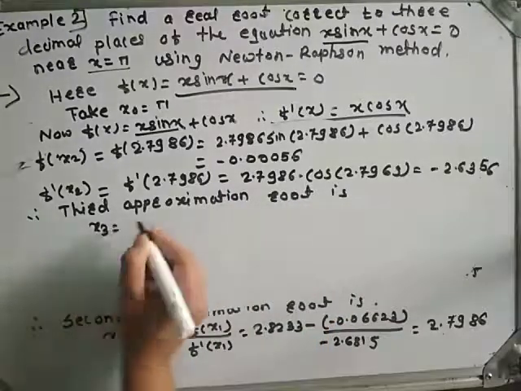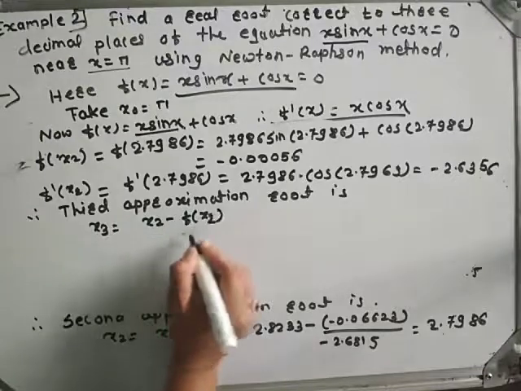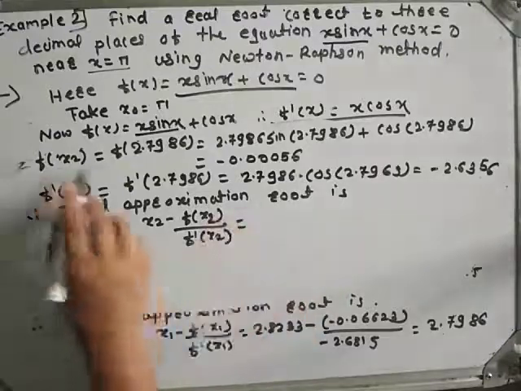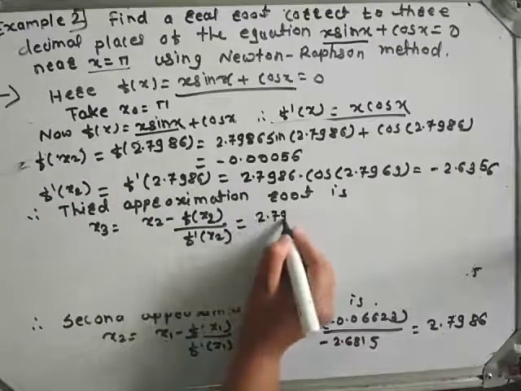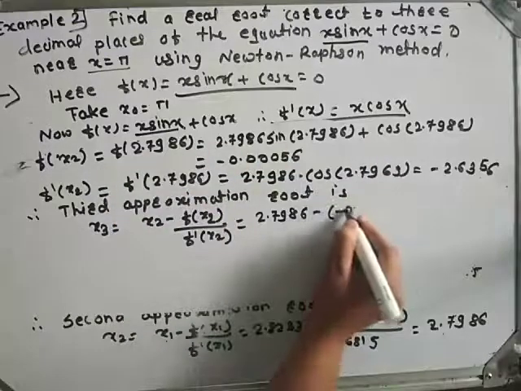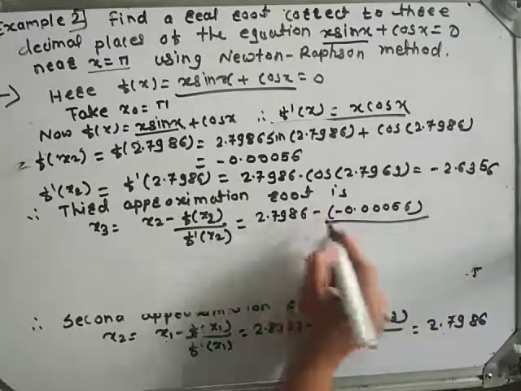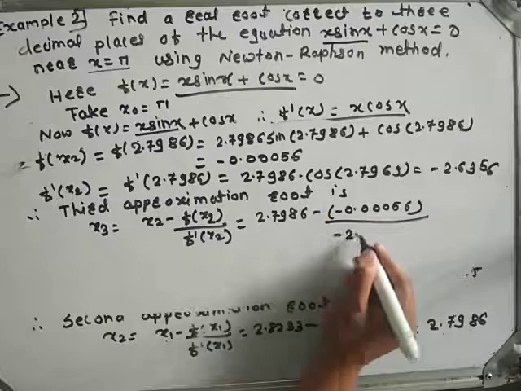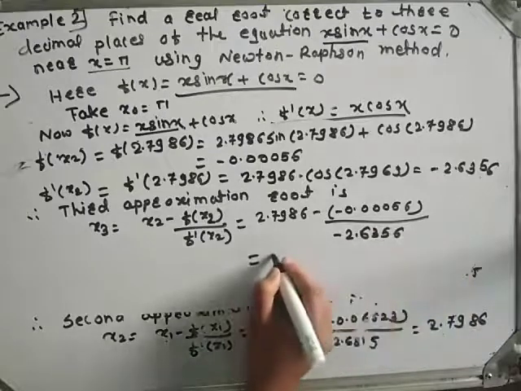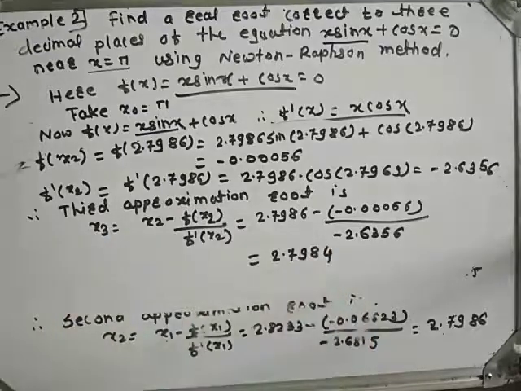Therefore, third approximation root is x3, which is equals to x2 minus f of x2 upon f dash of x2, which is equals to, here x2 is 2.7986 minus f of x2 is minus 0.0056 upon minus 2.6356, which is equals to 2.7984.